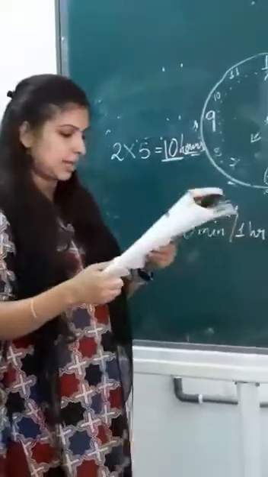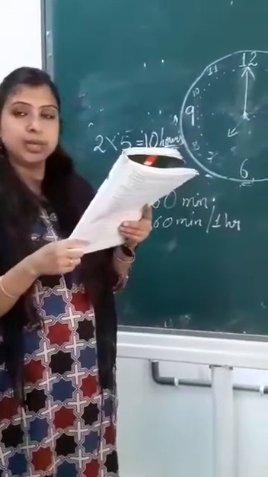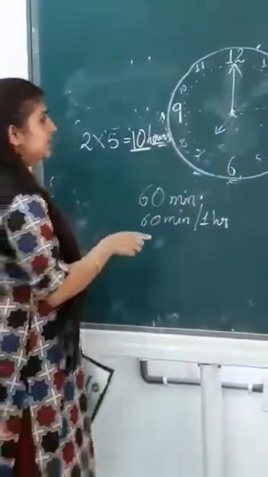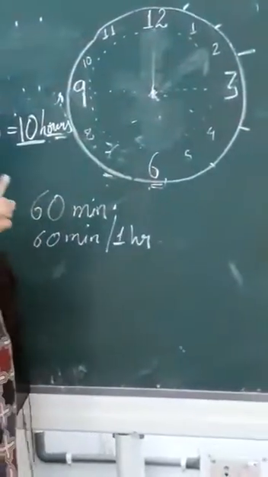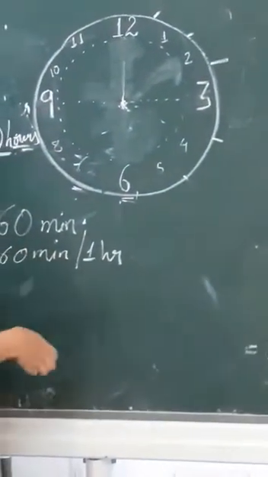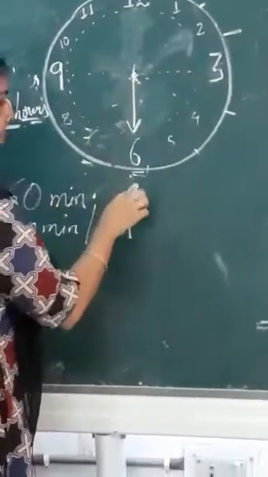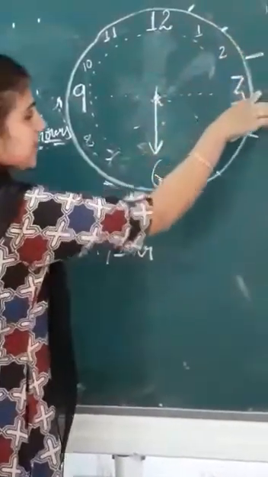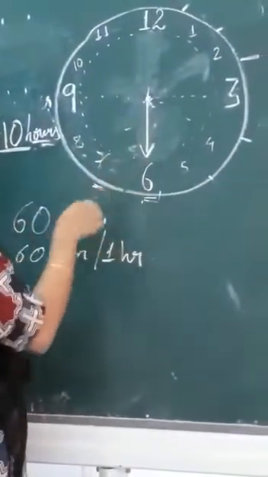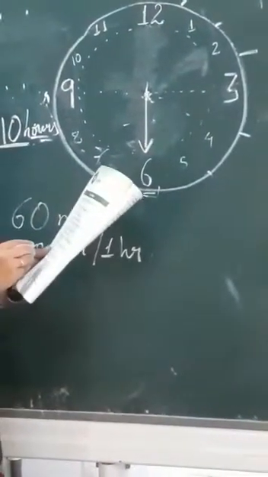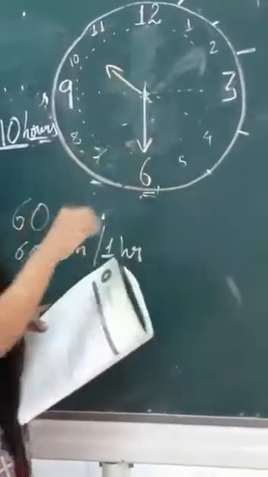At 10:30, the hour hand of the clock will be in between. Hour hand means the small one. At 10:30, the minute hand will be at 6 because this is 30 minutes. This is 5, this is 10, this is 15, this is 20, this is 25, this is 30 minutes. So the minute hand will be at 6. Now the hour hand will be between 10 and 11.